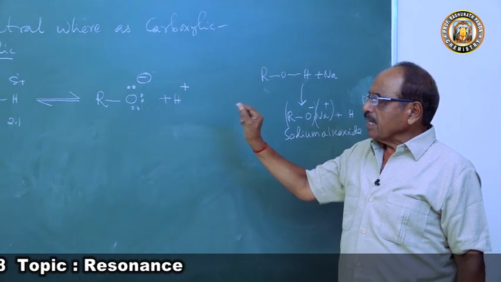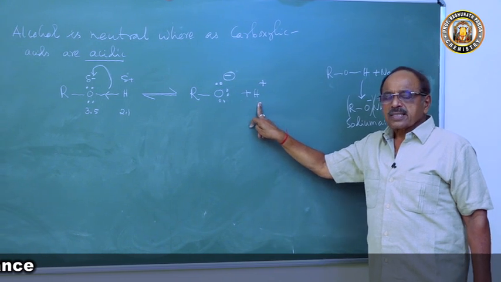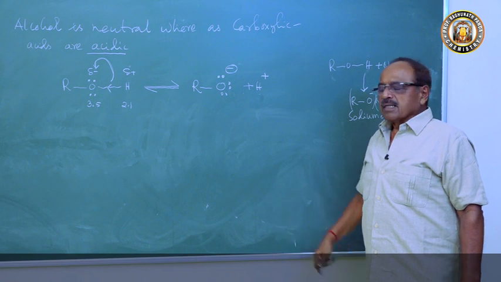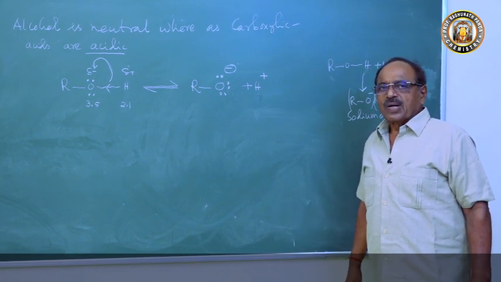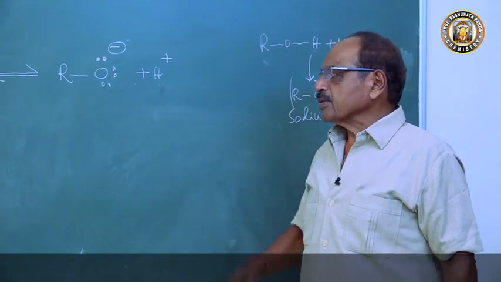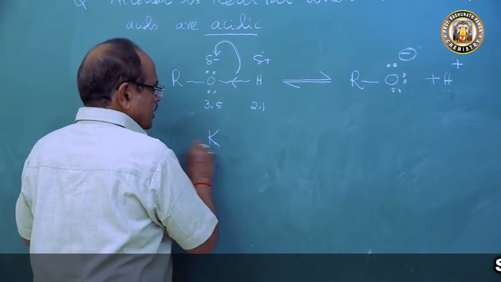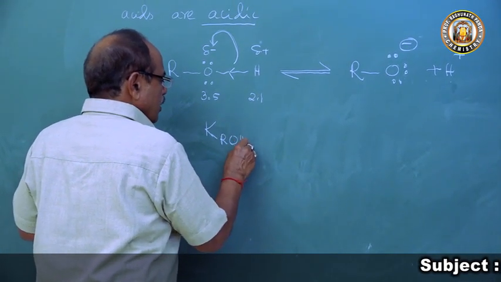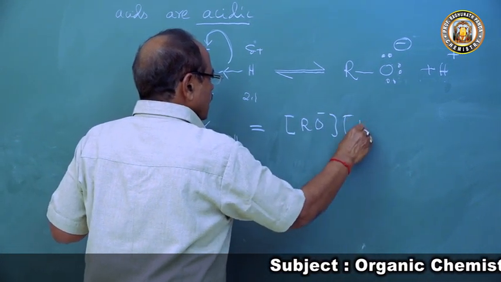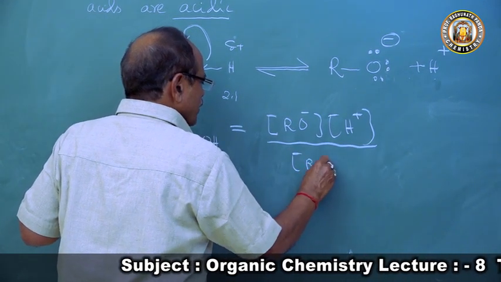Now we are going to confirm that alcohol has a tendency to lose H plus but is not acidic. It is rather more neutral than water. Water is neutral and alcohol is more neutral than water, that we are going to say. So what will happen now? If we apply the law of mass action, the dissociation constant K of ROH will be the concentration of RO minus times the concentration of H plus, divided by the concentration of ROH.